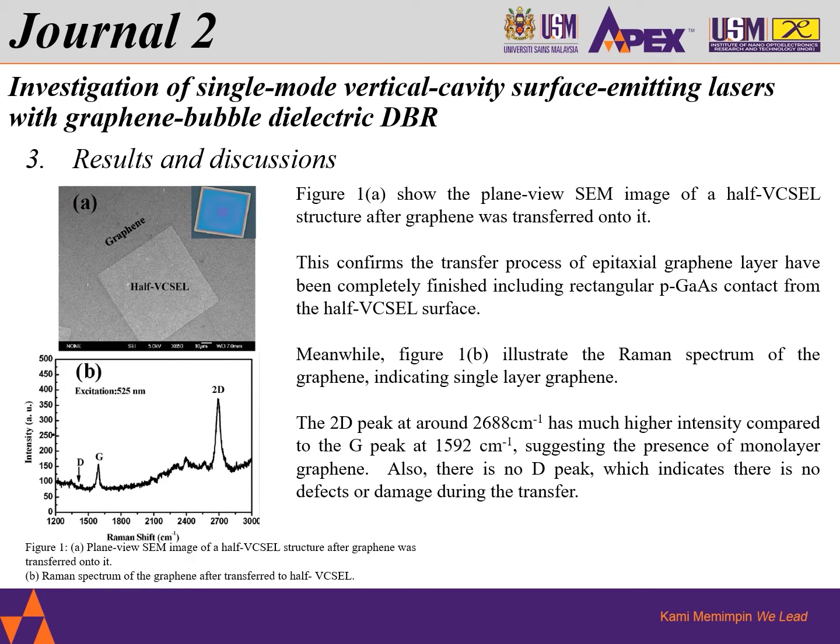Next, I'm going to share the results and discussion for this second journal. In figure 1a here, we can see the SAM images of the half VCSEL structure after graphene was transferred onto it. This confirms that the transfer process of the epitaxial graphene layer is complete. Next, figure 1b is the Raman spectrum of graphene. Based on the peaks over here, we can see the 2D peak having higher intensity compared to the G peak. This suggests the presence of monolayer graphene.